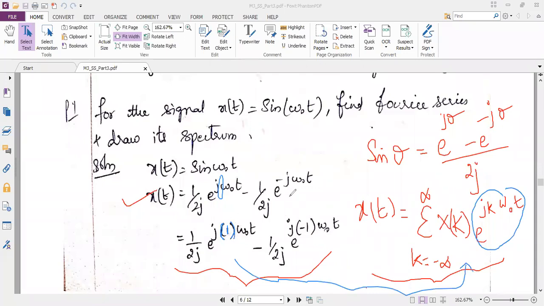So similarly, for the second term also, I should take the k value as minus 1, because in the formula of x of t, I have e power plus term. So I should take k value as minus 1 because I want e power plus j. So I will just take minus 1 within the bracket. See, this minus 1 is now equal to k.